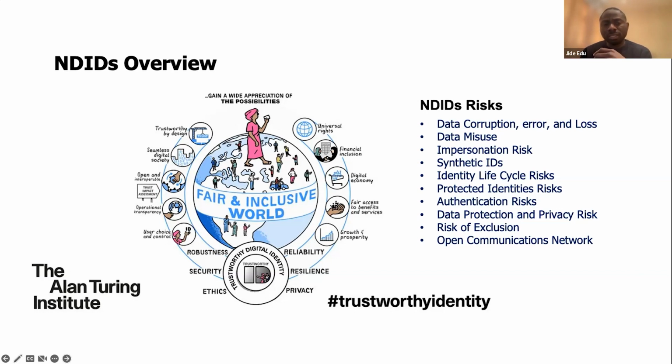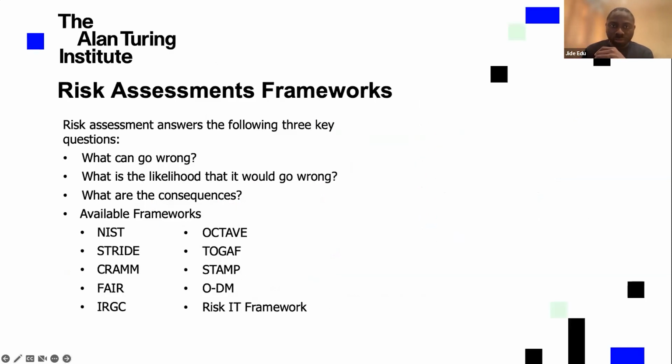The challenge here is that we need to develop a deeper understanding of this problem. One way of doing this is to perform a risk assessment. Risk assessment is a systematic process that involves identifying, analyzing, and controlling risks. This involves 3 key steps: understanding what can go wrong, what is the likelihood that this will go wrong, and what are the consequences.